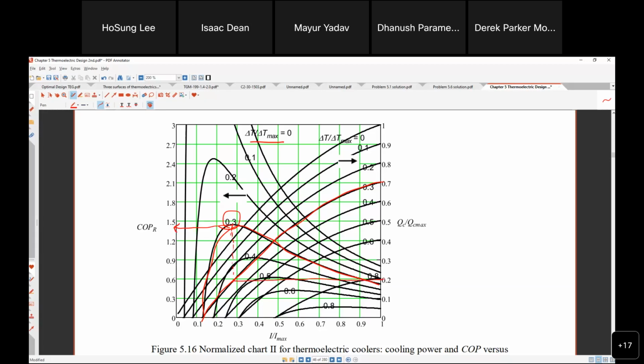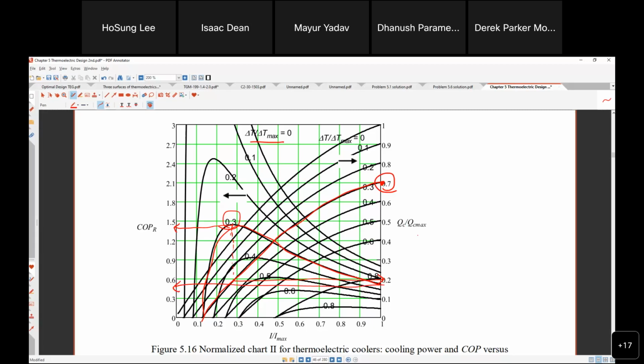So you have to think about it. Always when COP is good, cooling is no good. Okay, when cooling is good, 0.7 maximum, then the COP is no good. This is COP. Do you see that? So this characteristic is really nice.